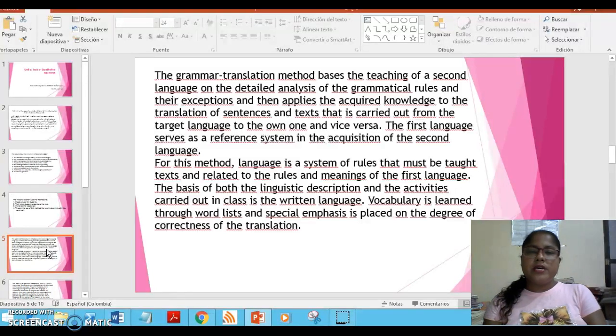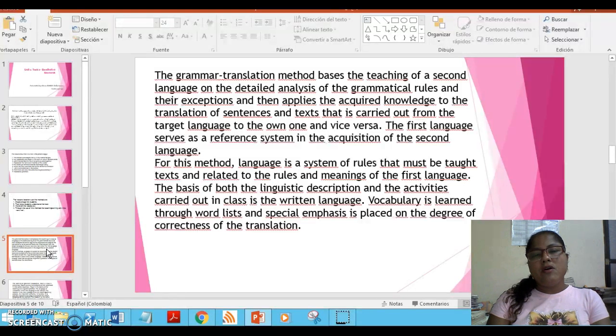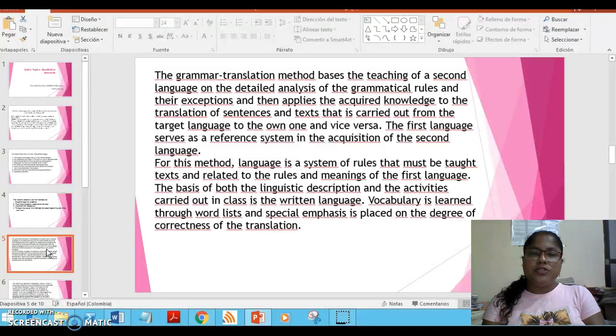For this method, a language is a system of rules that must be learned through text and relate to the rules and meanings of the first language. The basis of both the linguistic description and the activities carried out in class is the written language. Vocabulary is learned through word lists, and special emphasis is placed on the accuracy of the translation.